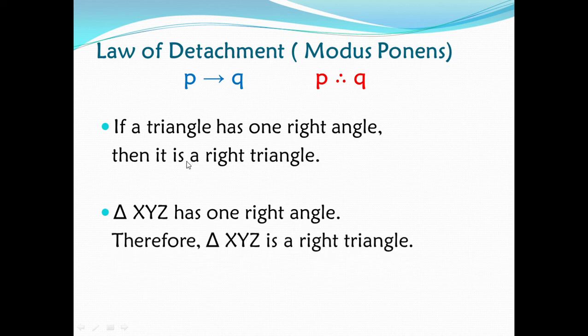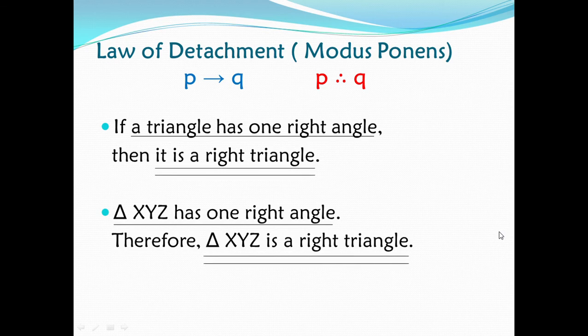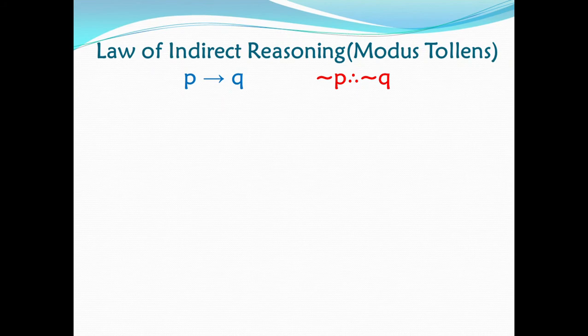Pagdating sa then, instead na then, therefore na. Therefore, since nagbigay tayo ng pangalan ng ating triangle, gamitin natin, triangle XYZ is a right triangle. So, kung ano man yung nasa conclusion dun sa original, ganun pa rin yung nasa conclusion sa ating therefore. So, one line over here, tsaka dito. Tapos, 2 lines here para naman sa conclusion. Para mas ma-compare natin.